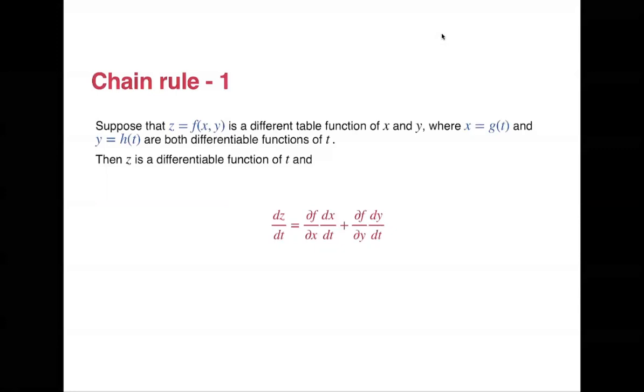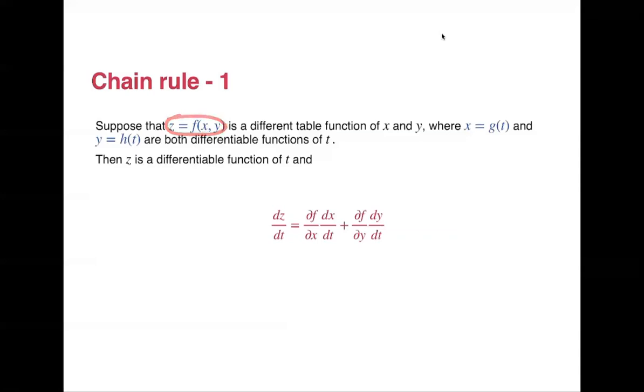In our setting, z is equal to f of x comma y, and x and y are functions of t. In that case, we can differentiate z with respect to the variable t. Then this is the formula for the chain rule.